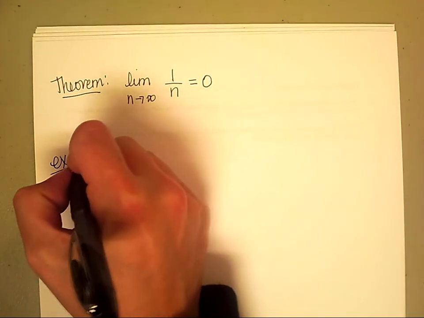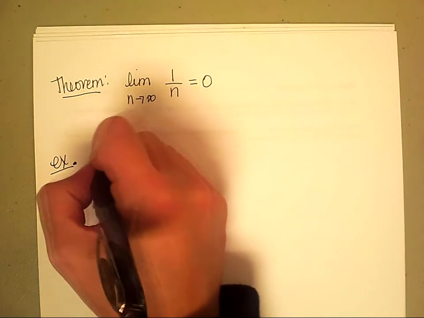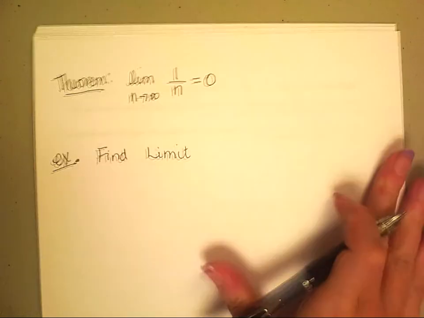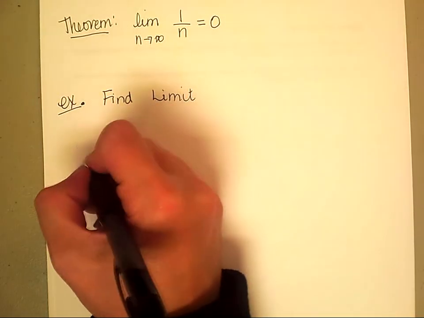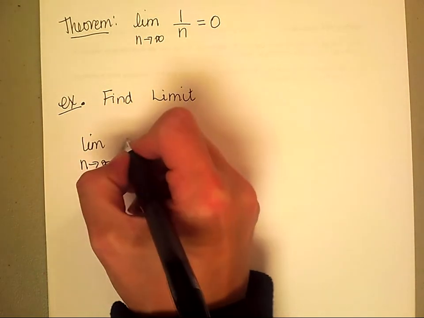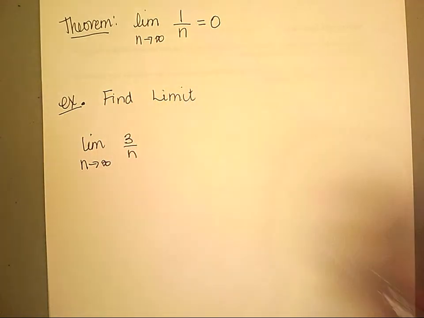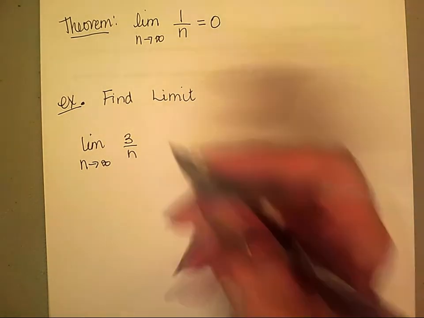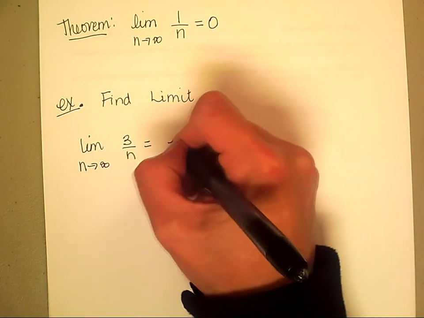Okay, so let's do some examples and see if we can determine limits. Okay, let's find the limits. Let's look at this: the limit as n goes to infinity of 3 over n. What is that limit? Well, we have to use our limit laws.